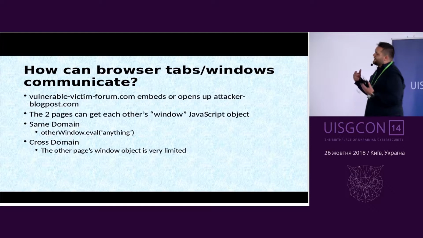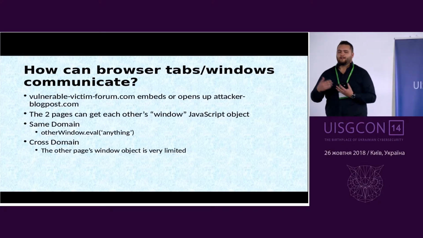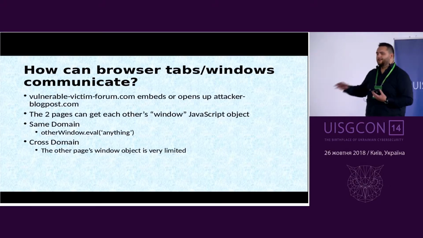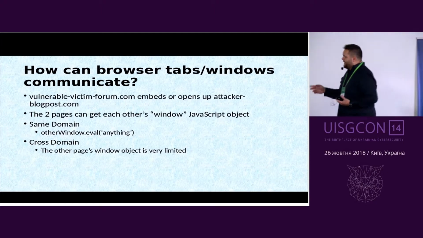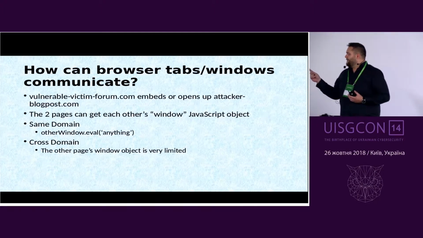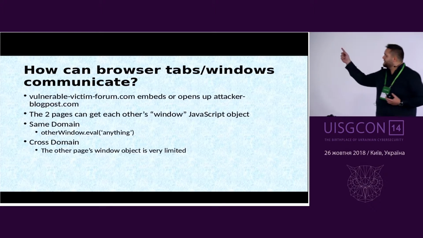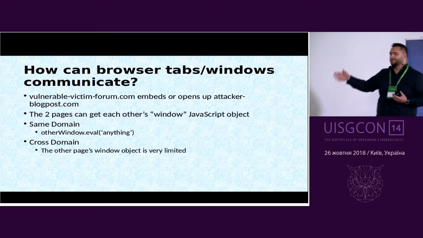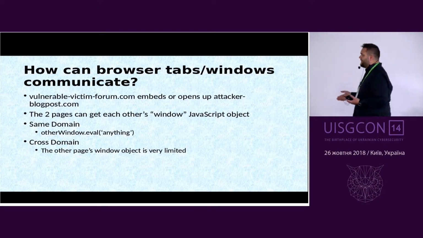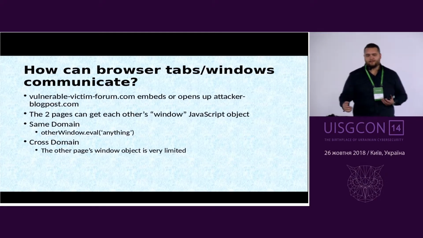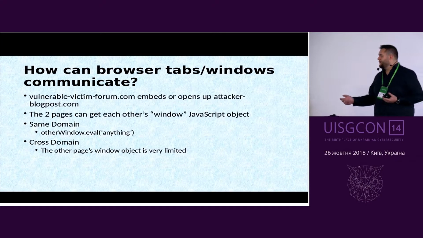If these two connected sites are under the same domain, they can run any JavaScript whatsoever. However, if they are cross-domain, like in the first example, vulnerablevictimforum.com opens up attackerblogpost.com, these are two separate domains. This window object is really restricted, but you can still do great stuff with it.